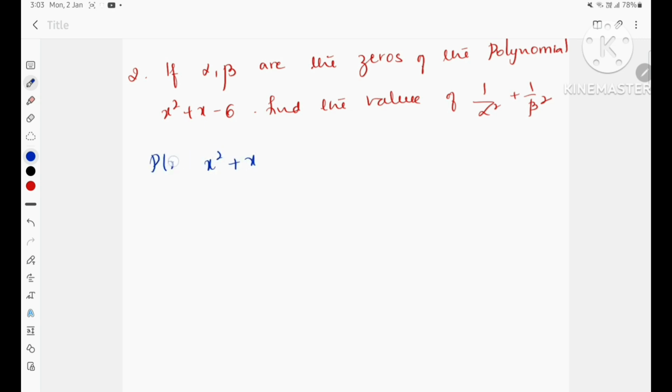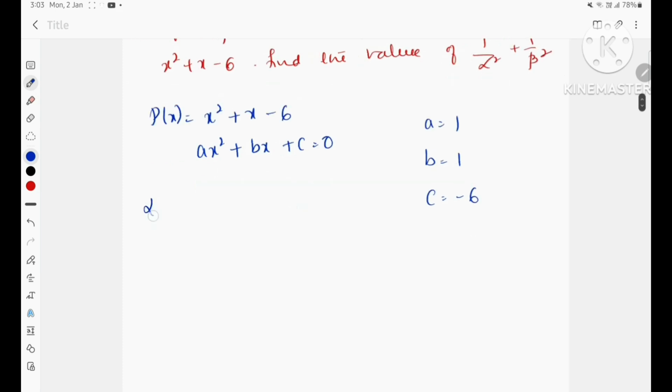Before that, we first find the coefficients a, b, c. The given expression is in the form of ax square plus bx plus c, that's the standard form of a quadratic polynomial. So the a, b, c values are: a is 1, b is 1, c is minus 6. Now we have the values of a, b, c.